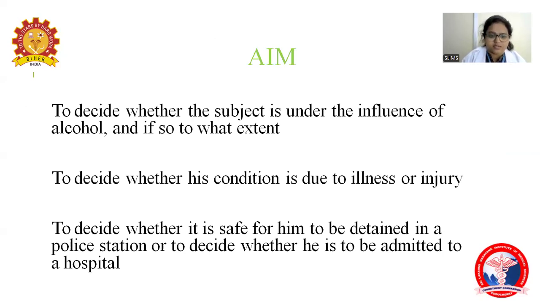And the next thing is to decide whether his condition is due to illness or injury. There are certain illnesses or conditions which mimic all the symptoms of the consumption of alcohol. So the differential diagnosis of alcohol consumption has to be ruled out. That will be the next aim of drunkenness examination.